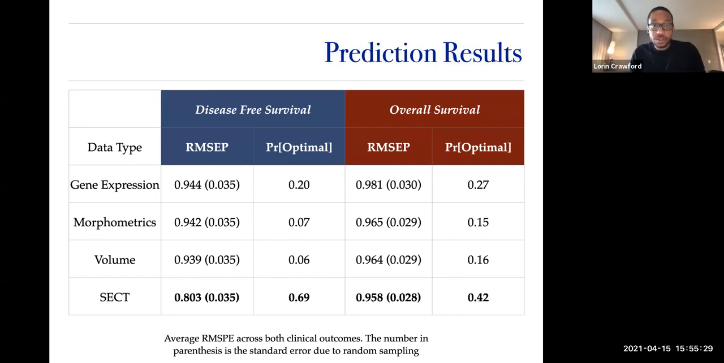colored columns. The probability optimal means that out of these 100 splits, which of these particular covariate types was the most robust, or was always the best predictor. So you can see these kind of numbers. Overall survival is murky. I would argue that there's no difference between these methods of these data types for overall survival. Disease-free survival is pretty interesting.